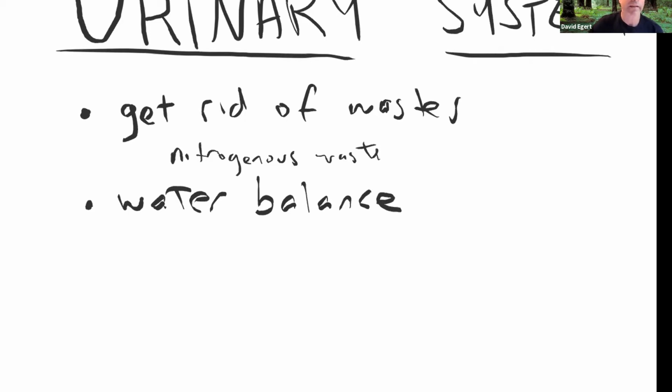What other kinds of things does it do? You mentioned it was really important in maintaining blood pressure. Yeah, so I'd say that would be a corollary of water balance. By corollary here, long-term blood pressure is going to be determined by water balance.